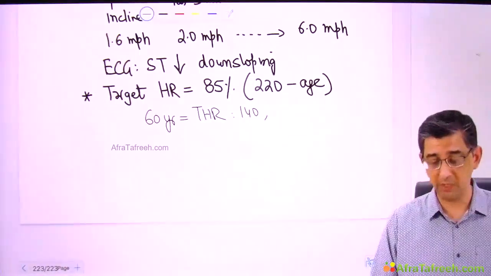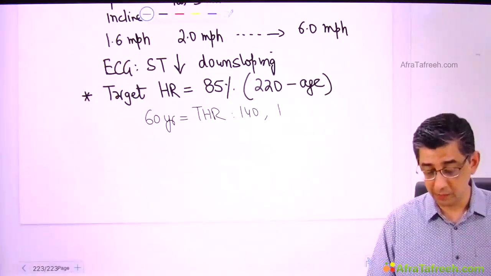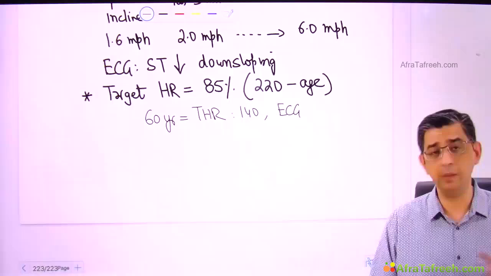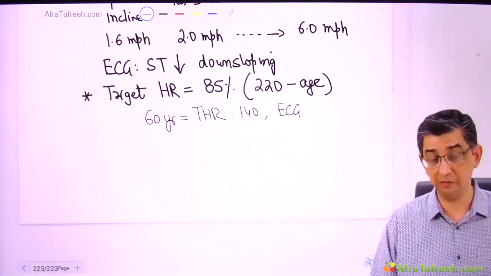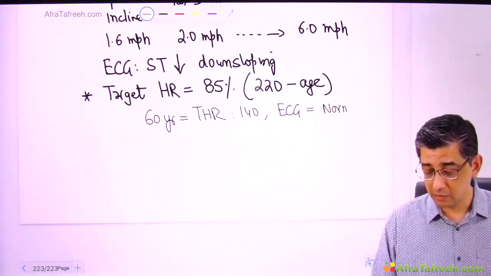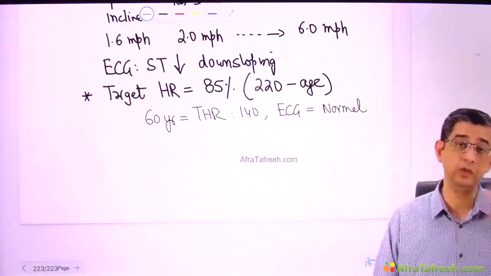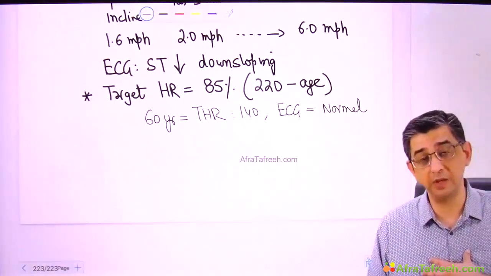Now, suppose somebody at 60 years of age is walking on the treadmill. The display is showing a heart rate of 140, maybe 145, maybe a heart rate of 150. He has attained that heart rate and the ECG is normal. This tells you that there are no blockages in the coronary artery of the patient. We need to look for some other causes that could have resulted in chest pain in this guy.